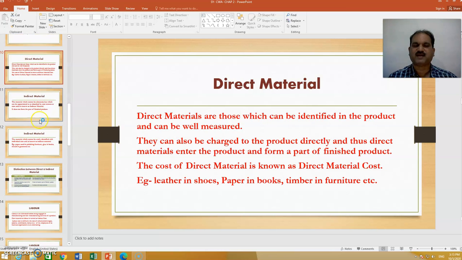Now let's see what does direct material mean. Direct materials are those which can be identified in the product and can be well measured. They can also be charged to the product directly, and thus direct materials enter the product and form a part of finished product. The cost of direct material is known as direct material cost. Example, leather in shoes, paper in books, timber in furniture, etc.